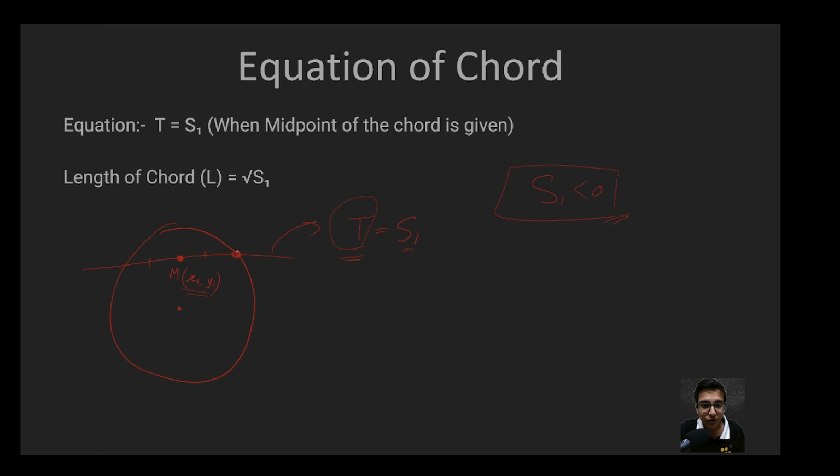And if I was to find out the length of this chord, it is simply given as root under S1. Root S1, length of chord. So we found out the equation of the chord. We know how to find out the length of the chord as well. We know what chord of contact is, and we know how we can find out the length of the chord of contact as well. So again, these are important things that you must remember.